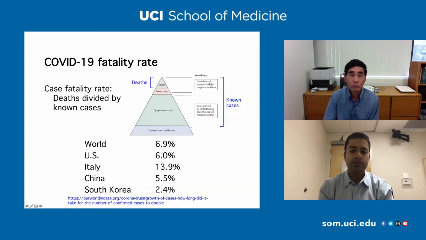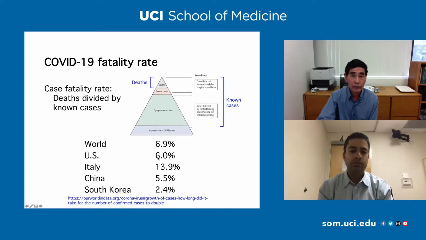One of the things we talk about is the case fatality rate. That is how many deaths there are proportional to the number of known cases. So if we go back to our pyramid, it would be the deaths over the known cases, which include both the severe and mild cases. The problem, of course, is we don't know about the asymptomatic cases, as we pointed out, and the number of known cases may be affected by how much testing there is in the community.